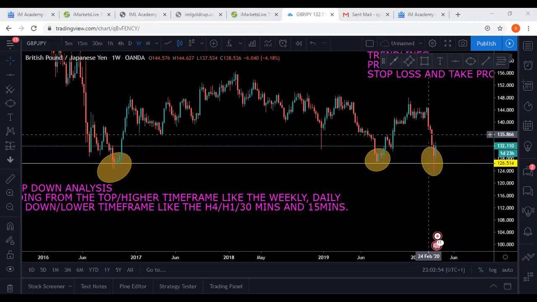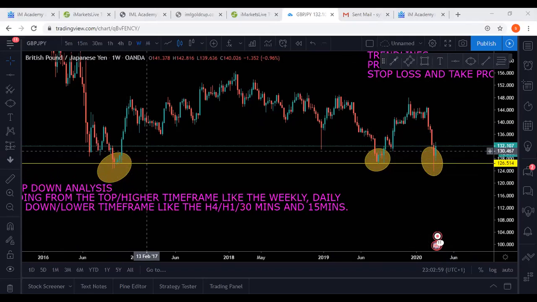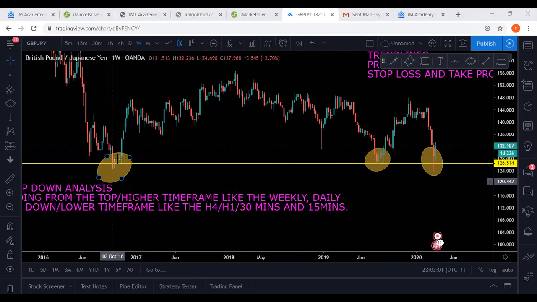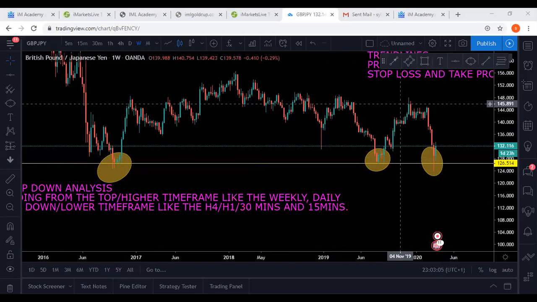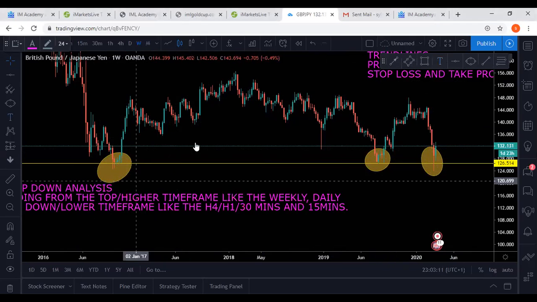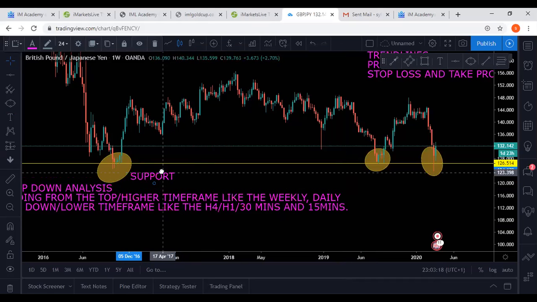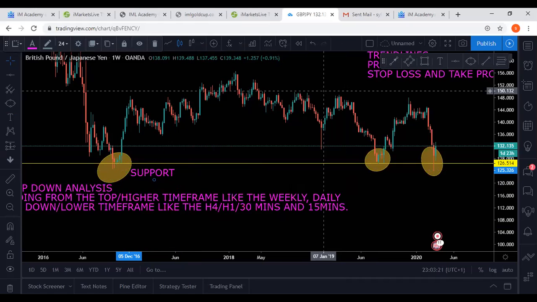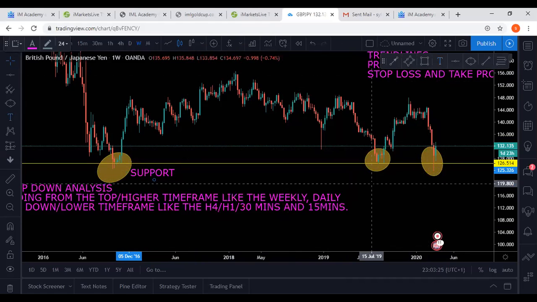No surprises, right? Because based on what has happened here, the first time price got to this level, it reversed; it got to this level, reversed; got to this level, reversed. So we can call this area a very strong level of support. Let me write this out for you guys. This is a very strong level of support, right? Another strong level of support right here.